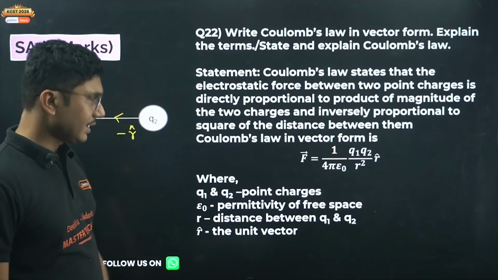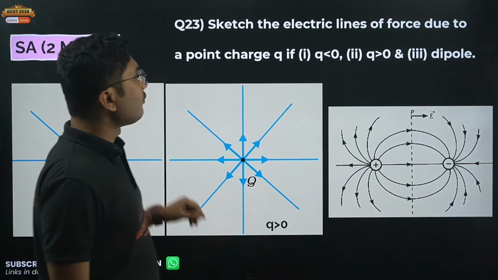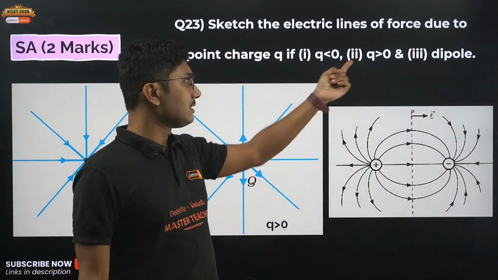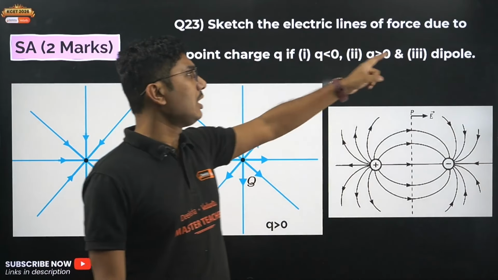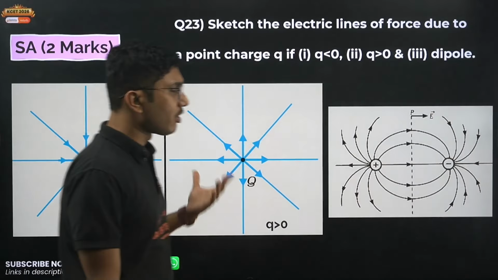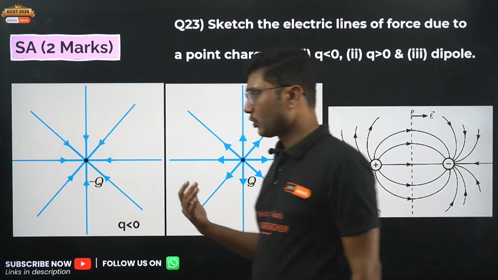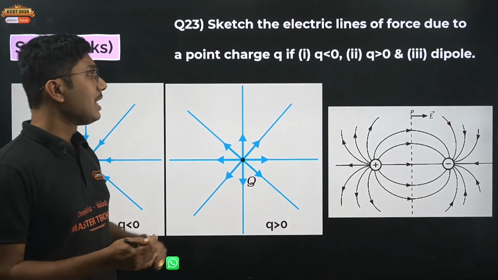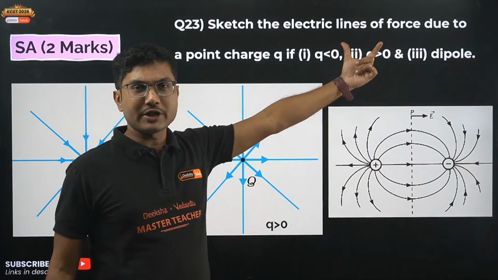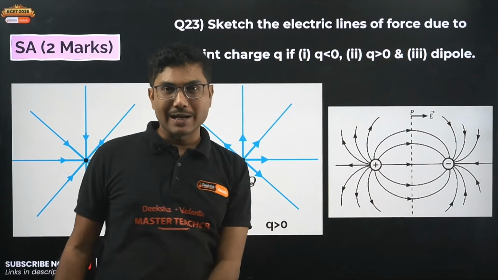Now next: sketch the electric field lines for a point charge if Q is less than 0, Q is greater than 0, or due to a dipole. This question is a mix of last year's model paper question and this year's model paper question. This year's model paper asks you to draw the field lines due to a positive point charge and a dipole. Last year it was a negative charge and a positive charge, and the dipole was not there.